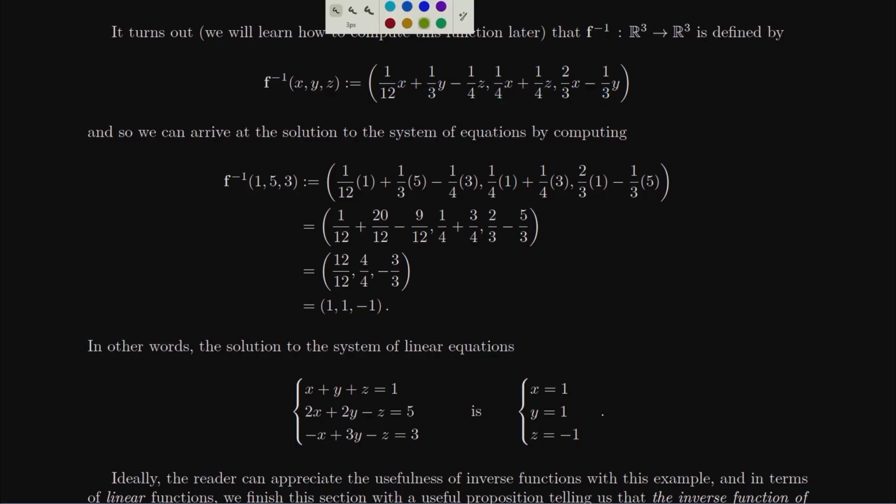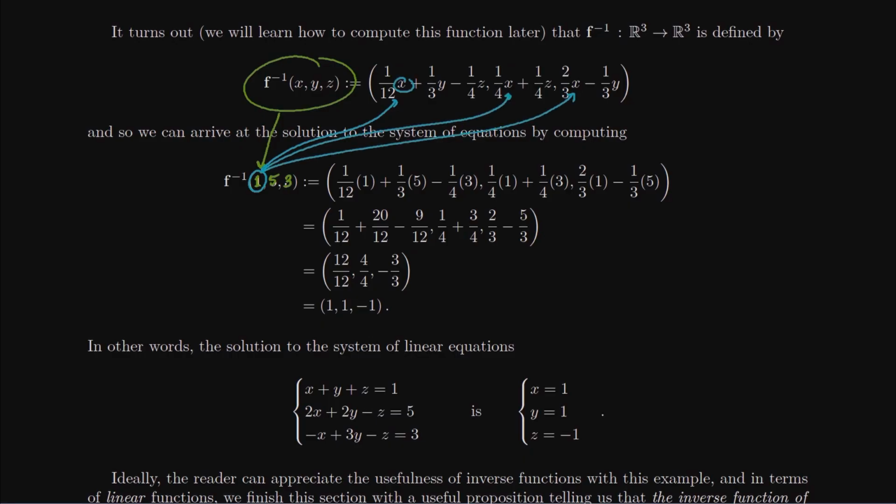Now, if you just decide to act the inverse function on the inputs 1, 5, and 3, meaning that I'm just going to plug in 1 for x, 5 for y, and 3 for z. Once I plug all those in, my inverse gives me the output 1, 1, negative 1, which I interpret as an x solution, y solution, and z solution. 1, 1, negative 1 is the solution.